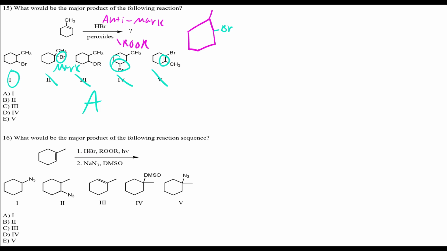Now we have HBr with peroxide and light. So this means that it's a radical because of hv. We are doing anti-Markovnikov because of the peroxide. So it's anti-mark. So let's do anti-mark in the first step.